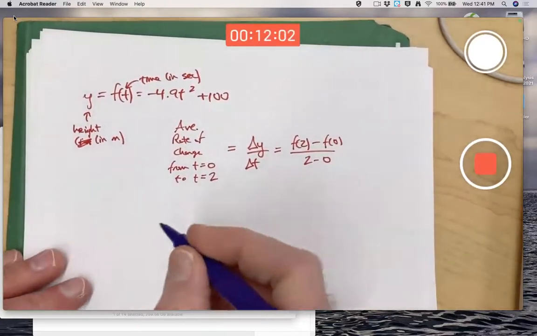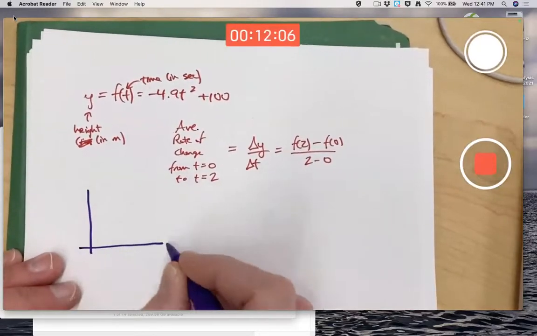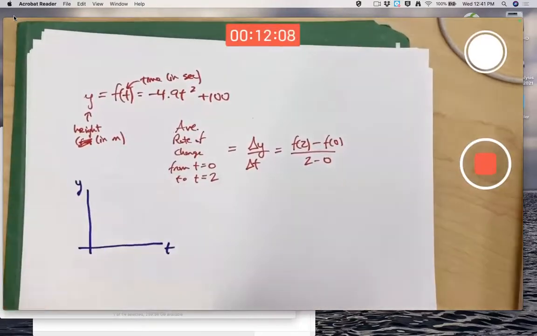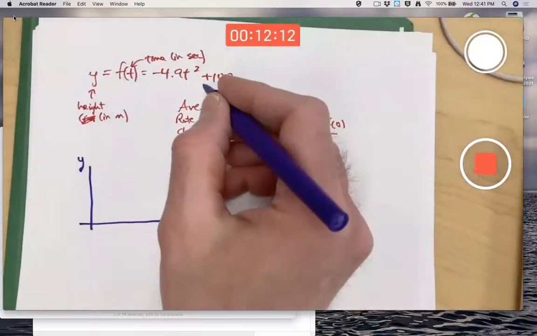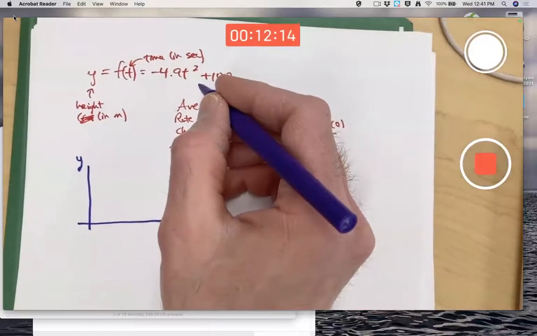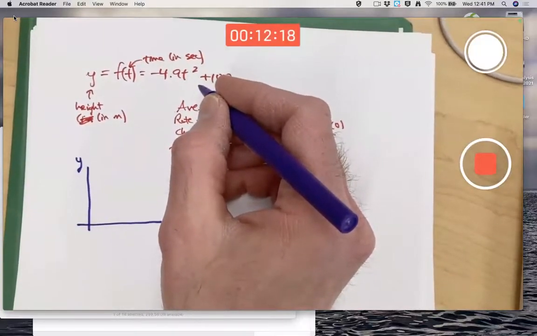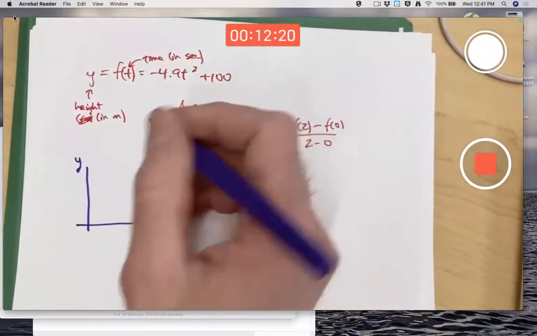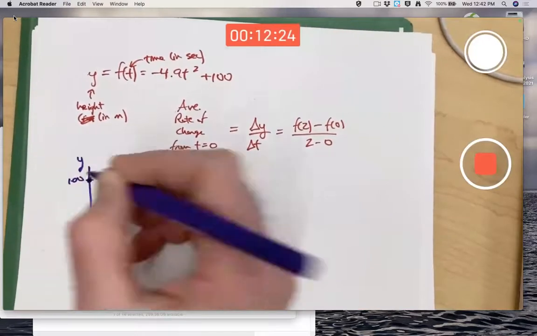Let me go ahead and graph this function. y is a function of time. It's quadratic. Its graph is a parabola. If you plug in t equals 0, you get the y-intercept. You get it to be 100. So if that's 100 right there, that point is on the graph.